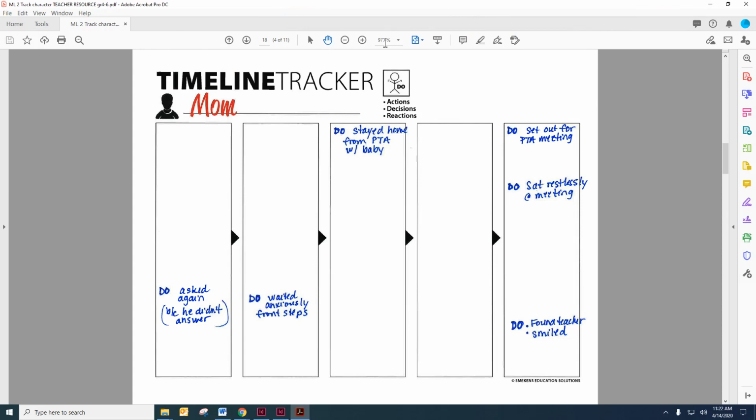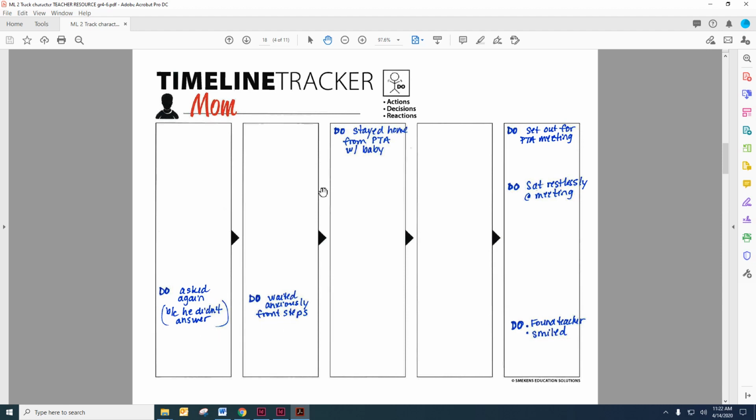This is it. These are the only action details that the mom did, because sometimes in stories, the character doesn't do much. They're not physically active. They don't make big decisions. They're just there, and so there's not a whole lot to track. If we look back at the mom details you may have tracked from the previous lesson, this is all I had. I only had that one thing she did: she asked her question again because Lori didn't answer.